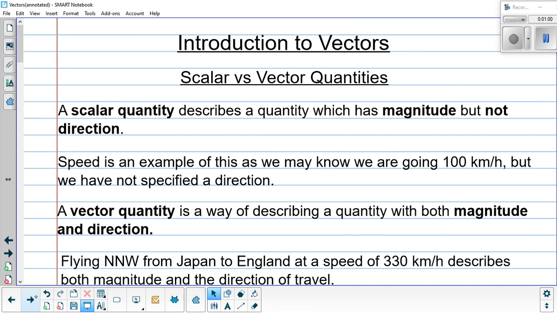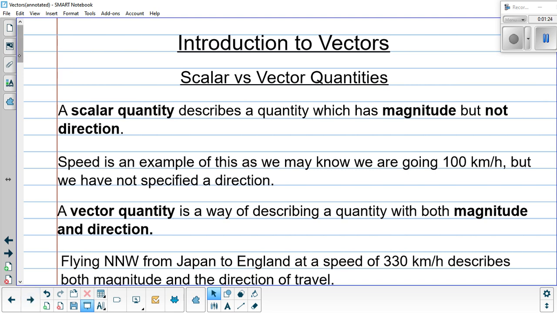So speed, right? If we're going 100 kilometers an hour, we have not specified a direction. That's our speed limit. We just know that our quantity is 100 kilometers an hour. A vector would be saying, if we're going 100 kilometers northwest, we've described a direction and we've described the speed, so a magnitude and direction.